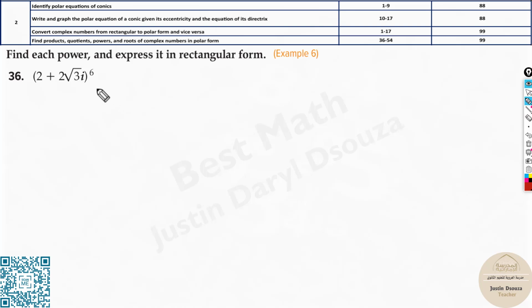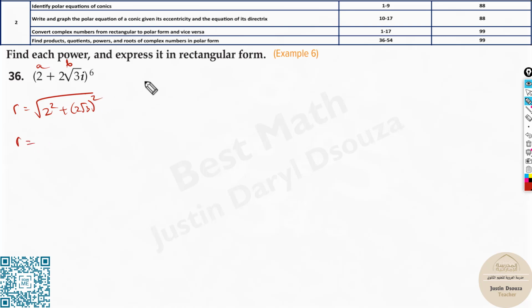Okay, now we have another type of problem. This is the power of complex numbers. What is this exactly? It's the Moivre's theorem problem, right? So let's do the same thing. What is R? A, B. So let's do it. 2 squared plus 2 root 3 the whole squared.